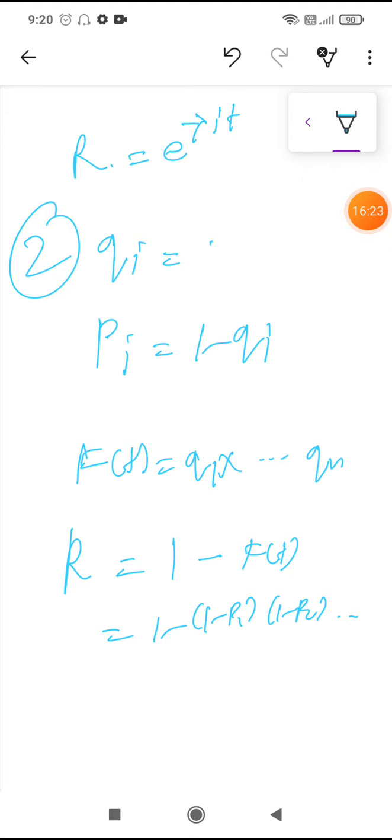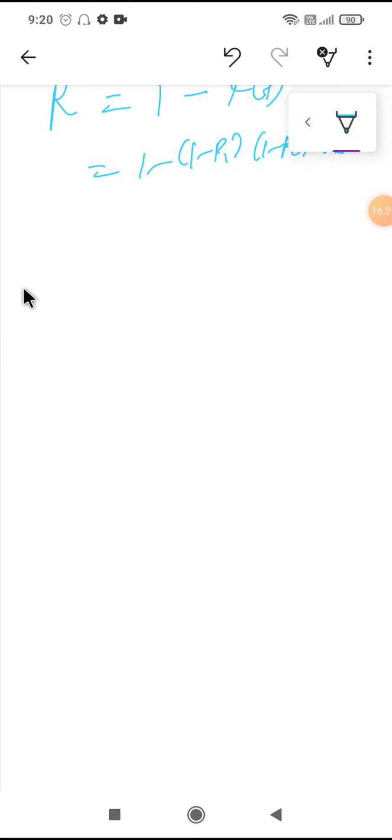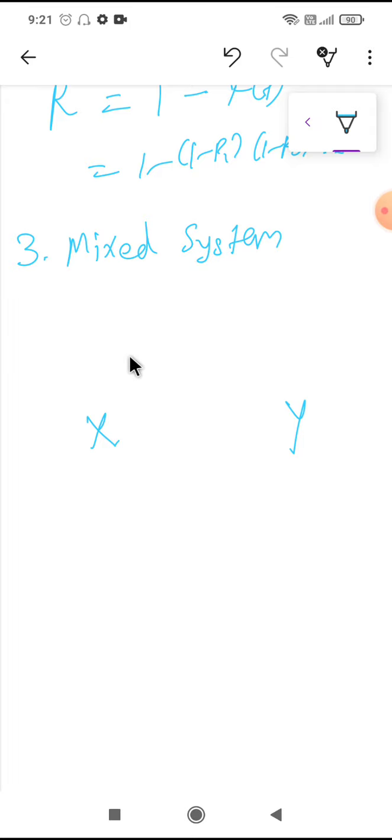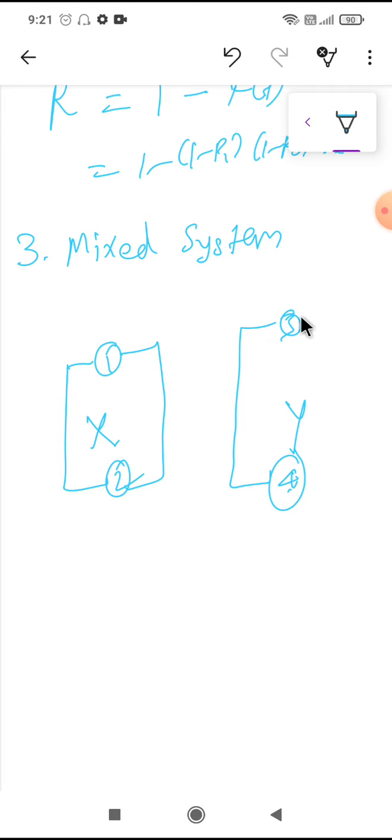Now let's see the last system, that is the third, the mixed system. For a mixed system there are two devices, suppose X and Y, which are connected in series. These have four components: 1, 2, 3 and 4. So in total there are four components in the system. Now X and Y are connected in series, but components 1 and 2 are connected in parallel. In the same way, device Y consists of two parts, 3 and 4, connected in parallel.